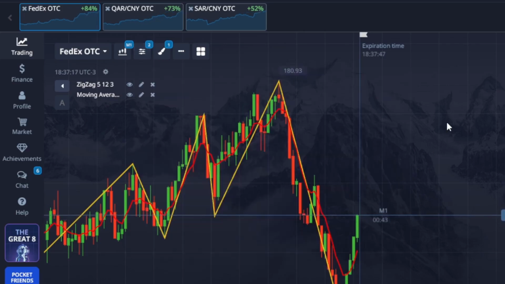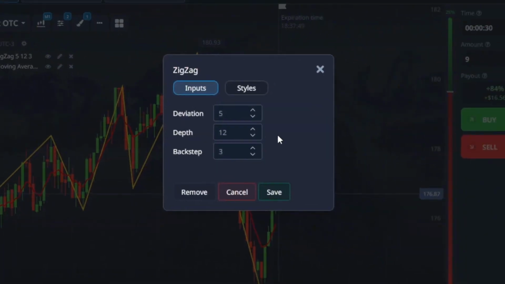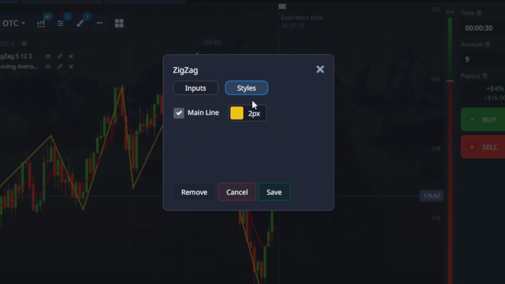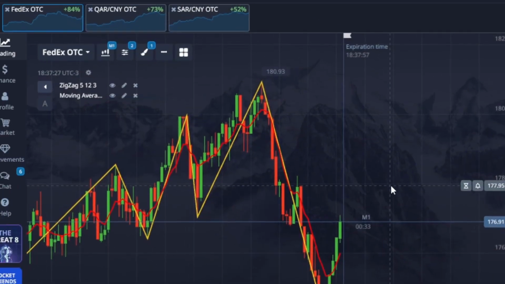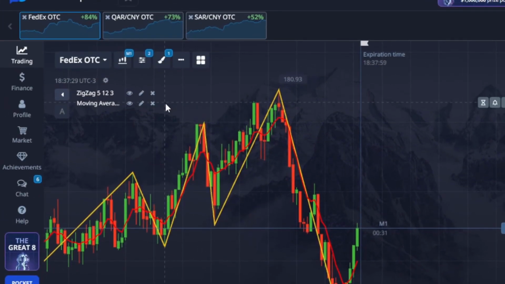Well, we're going to detect the trend first. What indicator are we going to use? Zig Zag, and we're going to use this configuration. Okay, the styles. All right, this is the full configuration, guys. Let's go to the next one.